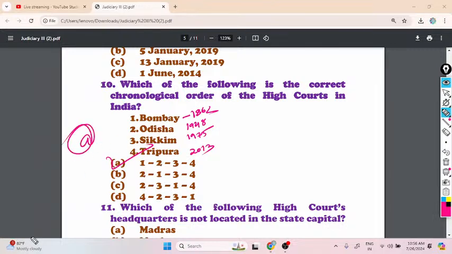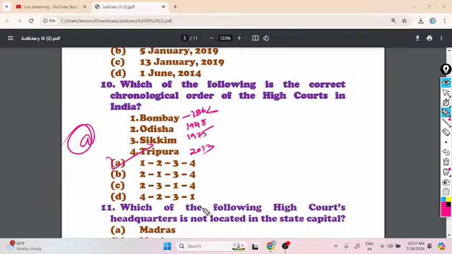Kindly go through the list of high courts and keep abreast of the year of establishment and their benches, okay, from your examination point of view. That is Bombay, 1, 2, 3, 4.